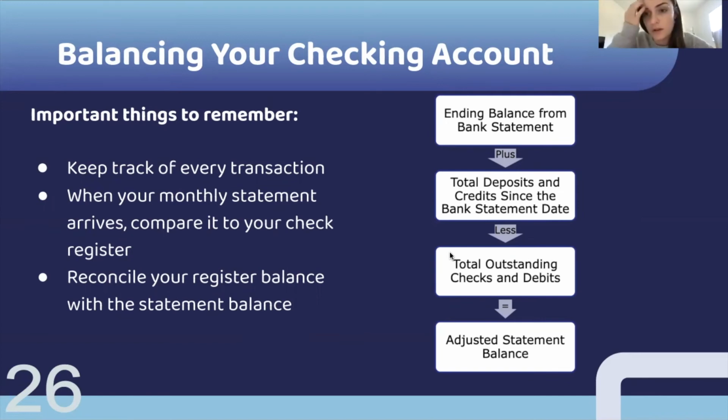So there's an equation on the right side of the slide. To determine your ending balance, begin with your ending statement balance shown on your monthly statement. To this, you add any deposits or credits you've made since the statement date. Then you subtract any outstanding checks or debits issued by you, but not yet paid as of the date of the statement. The difference should be the ending balance on your current statement, which is the adjusted statement balance.